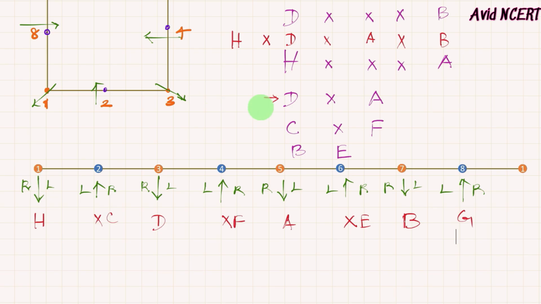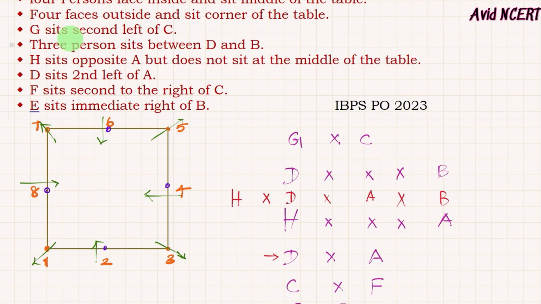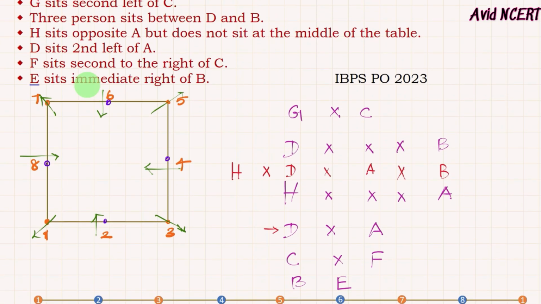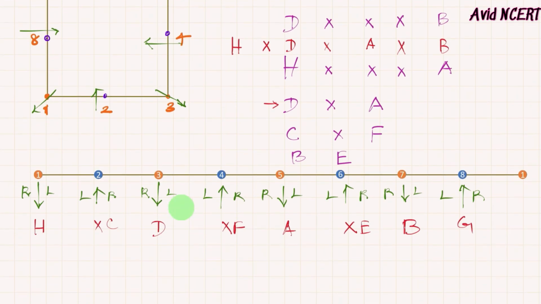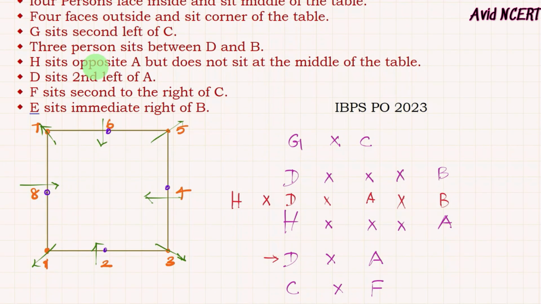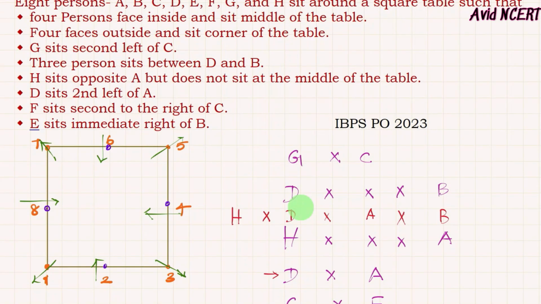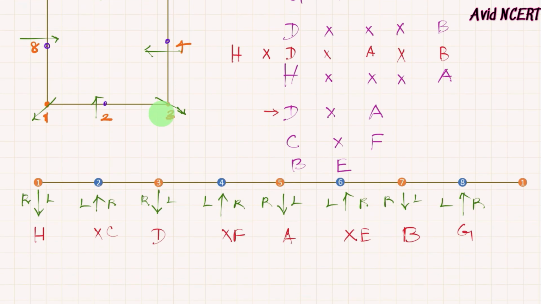So let's check it out. So I'm going from the beginning. So G sits second left of C. Let's see. So G second left of C. So that doesn't make sense. And then 3 persons sit between D and B. So that works out. And then H sits opposite of A. So they have to be 1 and 5. So 1 and 5. H and A. That makes sense. And then D sits second left of A.